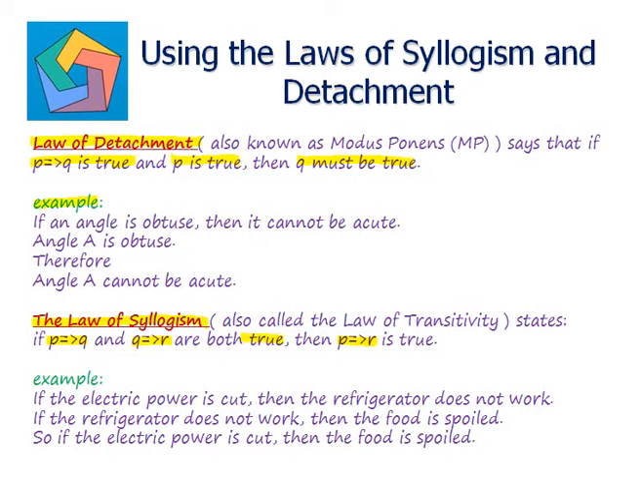For example, if the electric power is cut, then the refrigerator does not work. If the refrigerator does not work, then the food is spoiled. So we can conclude that if the electric power is cut, then the food is spoiled. So let's look at the problems now.